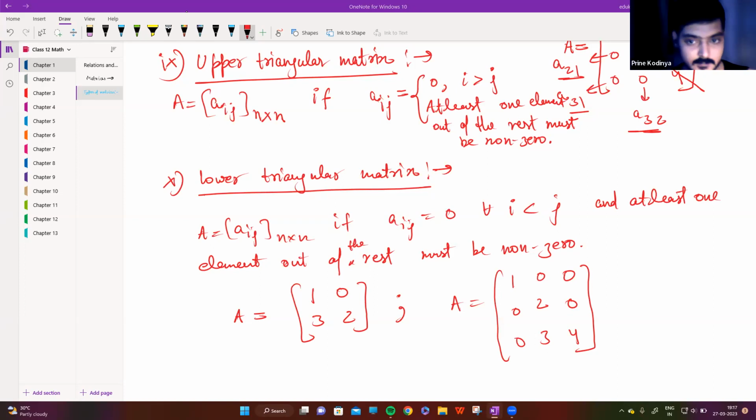Right? So these are the types of matrices you will generally see, and you can identify them easily. These are the basic types.